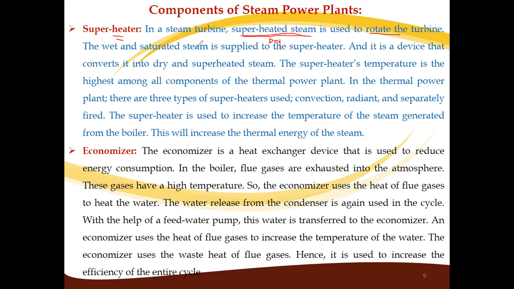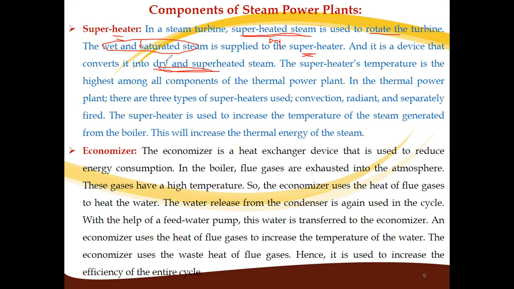The wet or saturated steam is supplied to the superheater. So what is the input for the superheater? It is wet or saturated steam. Now what is meant by wet or saturated? We have moisture content in the steam. So that steam is called wet steam or saturated steam. And the superheater is a device which converts that wet and saturated steam into dry and superheated steam.